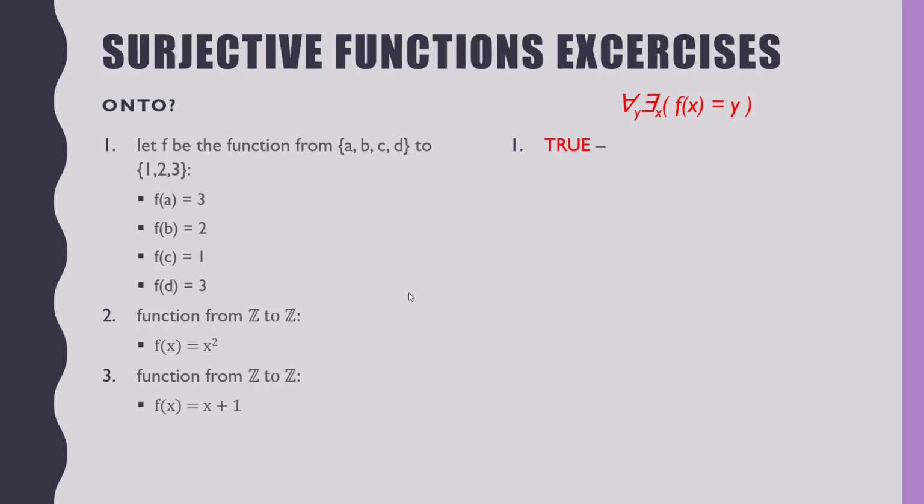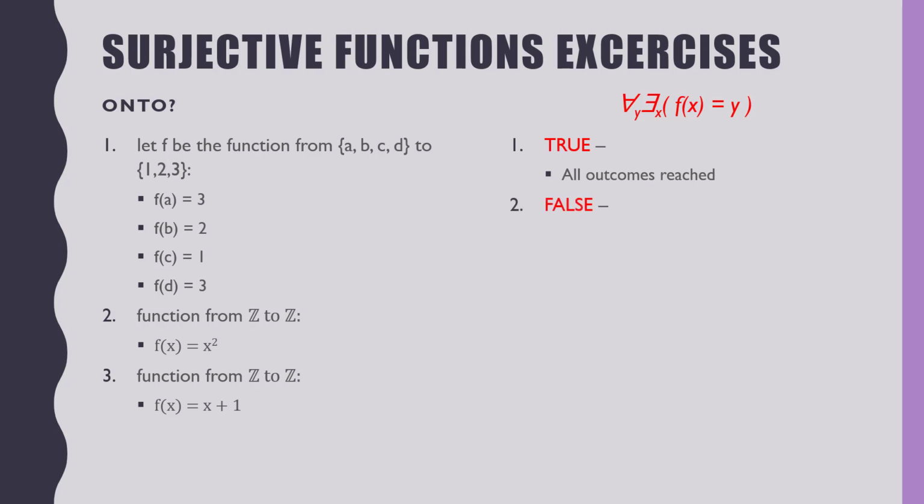Okay, the first one is true. How do we know that? That's easy to see, right? Because that's our codomain, and did 1, 2, and 3 get hit? Yeah, they sure did. All of them got hit. Range is equal to codomain. Good? Okay? All the outcomes were reached.